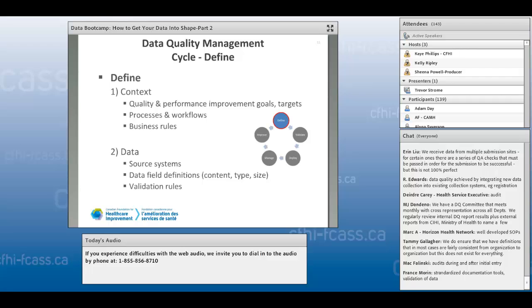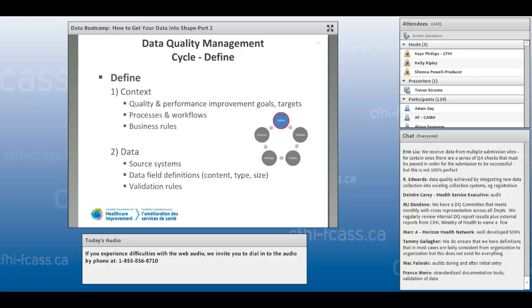And so knowing how we want to use the data gives us that sense of where we need to set the bar. And as we define the context, we also need to be able to define the data itself. This means that we need to have a clear understanding of what our source systems of data are. Where's the data coming from? Is it coming from your emergency system, from a scheduling system, from a surgery system?